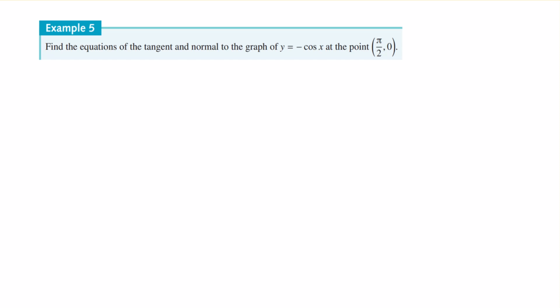Find the equation of the tangent and normal to the graph y equals negative cos x at the point (π/2, 0). I'll do it the long way, but this is also one that you should commit to memory because it occurs quite a lot, and it's much easier if you can do it more intuitively.